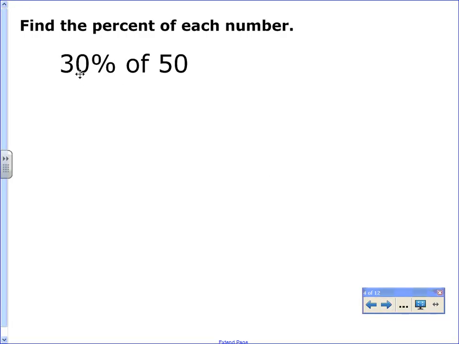So for example, if I'm looking for 30% of 50, we need to remember that the word of always means to multiply in mathematics, okay? The 30% is a whole number, which means that there is an imaginary decimal on 30% right here, okay? We need to turn that percent into a decimal by moving this decimal back 2 places. So 30% will actually become 0.3. I don't need this trailing 0 because it doesn't change the value of the number.